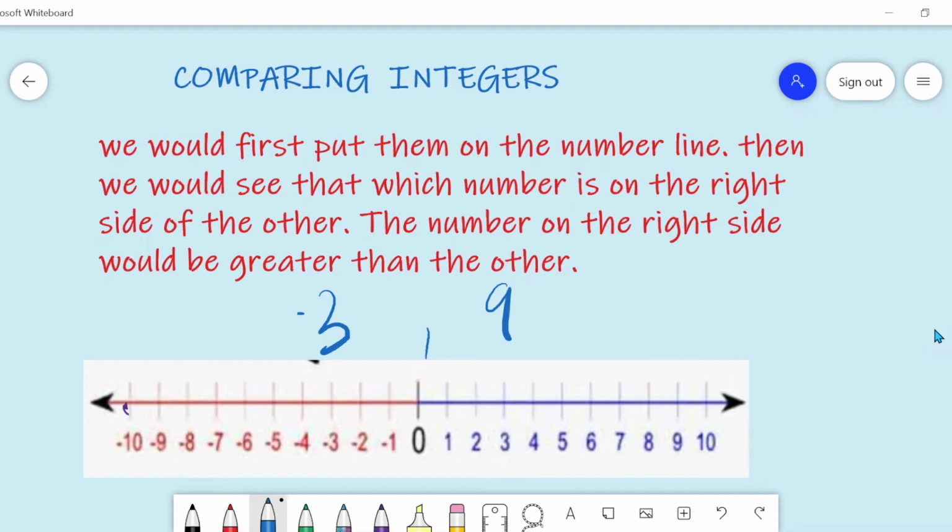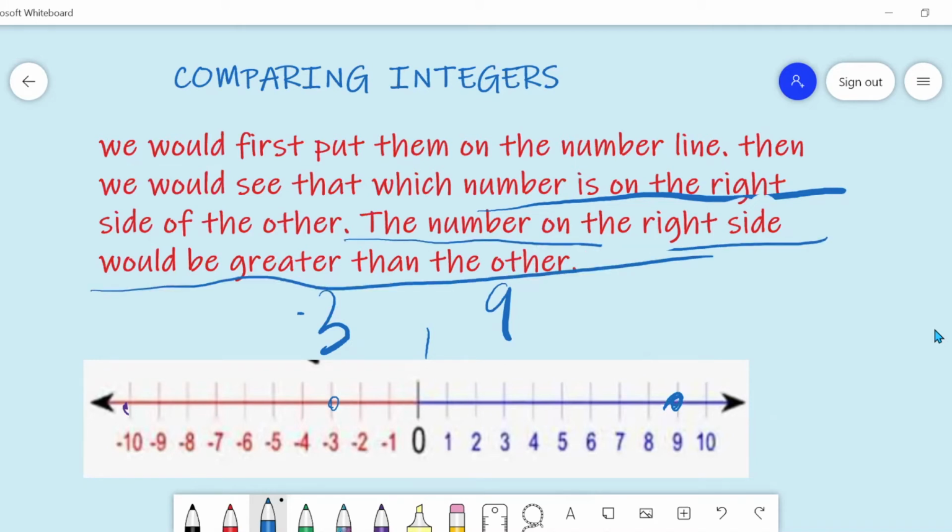First, you'll mark both the numbers on the number line. So over here, -3 and 9 is over here. So which number is on the right? Okay, we can see that 9 is on the right. So the number on the right side would be greater than the other. So 9 is greater than -3. Okay, so 9 is greater than -3.